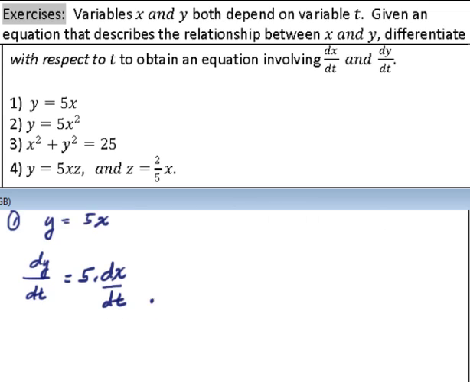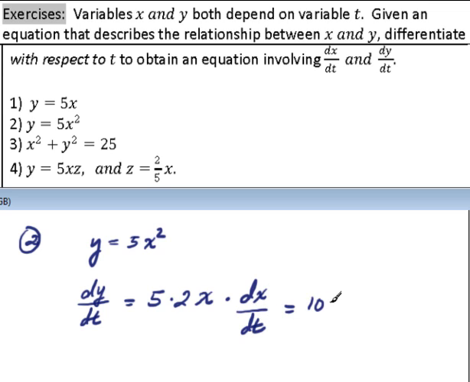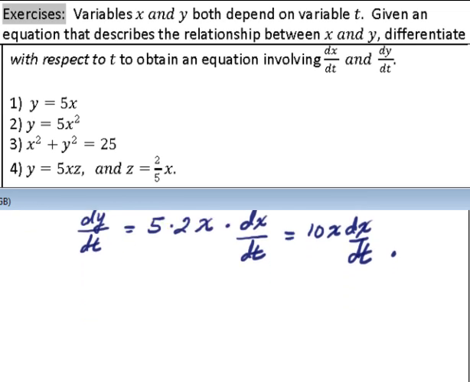Okay, let's go to the second example. Here we have y is equal to 5x squared. So on the left, differentiating again with respect to t, we have dy/dt is equal to 5, bring down the 2, 2x, times the derivative of x with respect to t, times dx/dt. All right, so that's 10x dx/dt. And we're doing these problems in order to build up to the skills that we need in order to do related rate problems. So these are typical computations that we do in related rate problems.